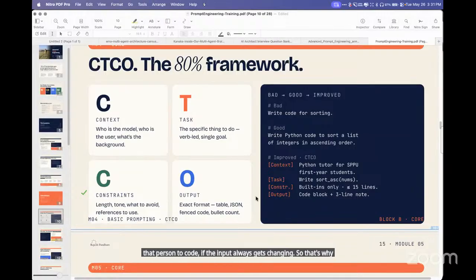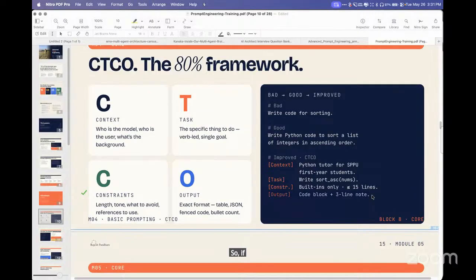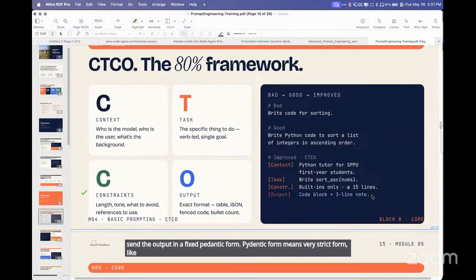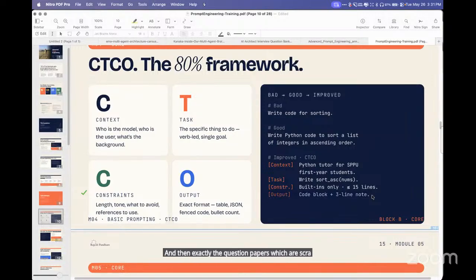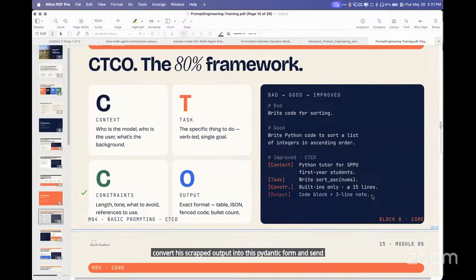That's why in this case also the output format will be useful, because in Python there is a concept of Pydantic validation. So if all these scrapers send the output in a fixed Pydantic form, meaning a very strict form, like: first, the year of the question papers, and then exactly the questions which have been scraped. One column contains the year of the question paper, and another column contains directly the questions. Then it is the responsibility of that scraping agent to convert its scraped output into this Pydantic form and send it to the next agent, the synthesis agent.